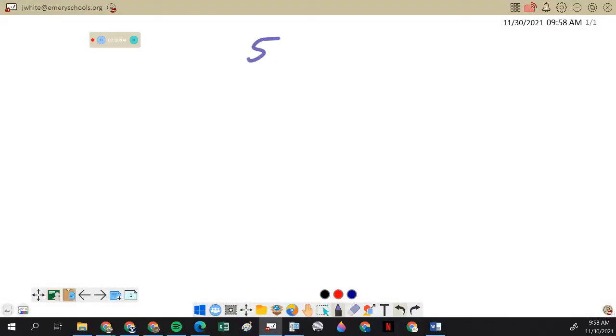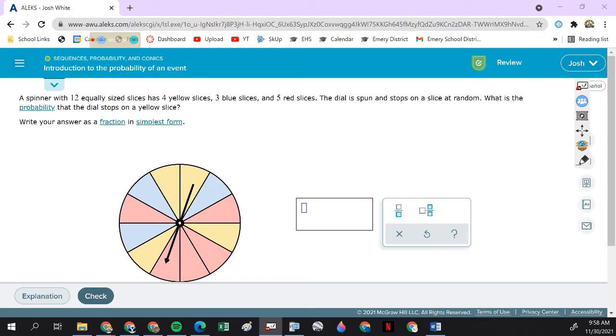Today, we are on 5.1. So 5.1 is kind of an introduction into statistics and probability. Here we have a spinner with 12 equal slices. 4 are yellow, 3 are blue, and 5 are red. The dial is spun and stops on a slice at random. What is the probability that the dial stops on a yellow slice?